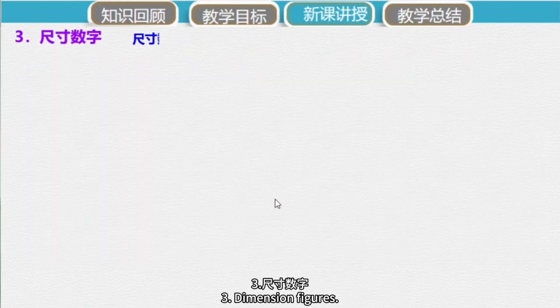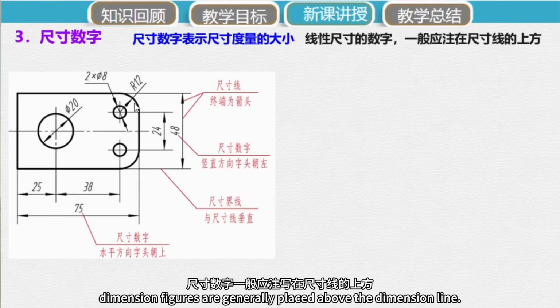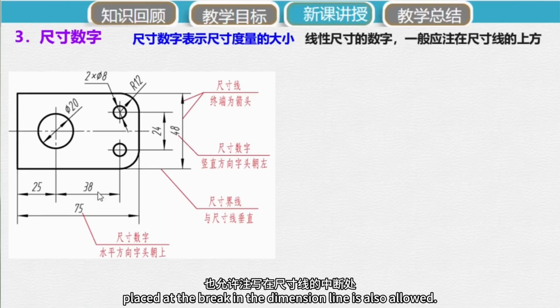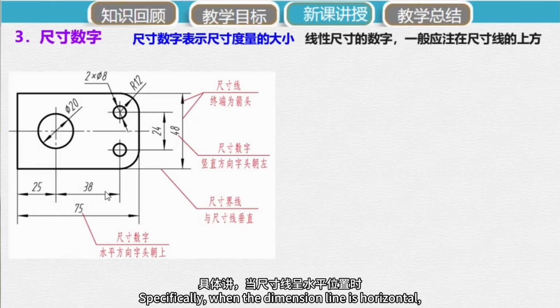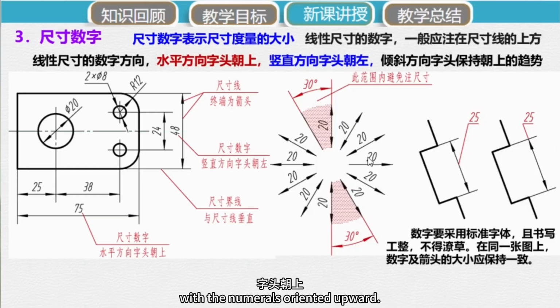3. Dimension figures. For linear dimensions, dimension figures are generally placed above the dimension line. They are placed parallel to the dimension line with the numerals oriented upward. Placed at the break in the dimension line is also allowed. Specifically, when the dimension line is horizontal, dimension figures are written above the dimension line, with the numerals oriented upward.